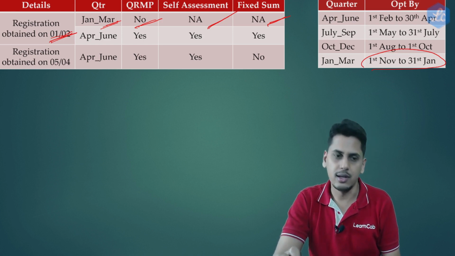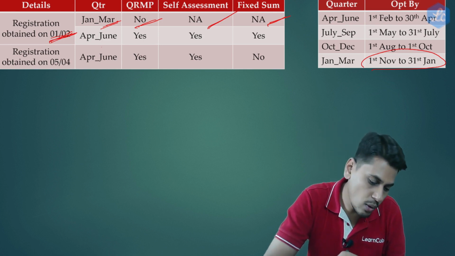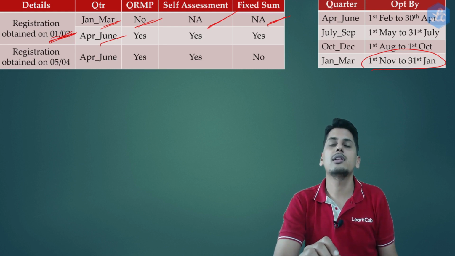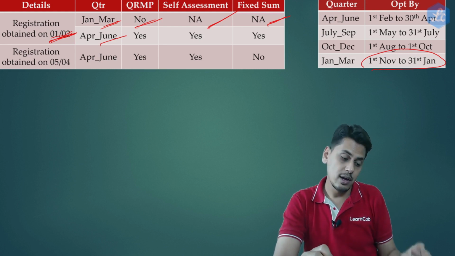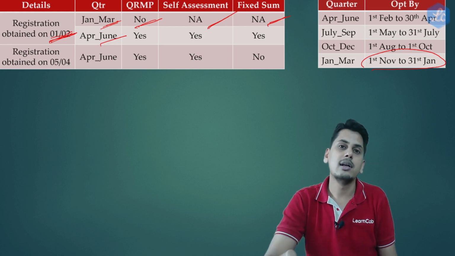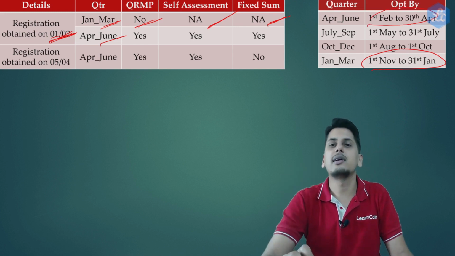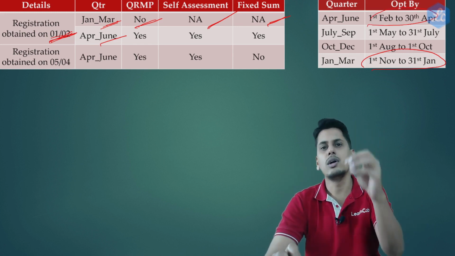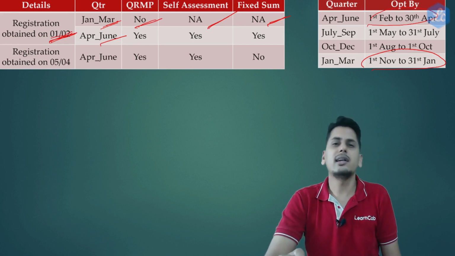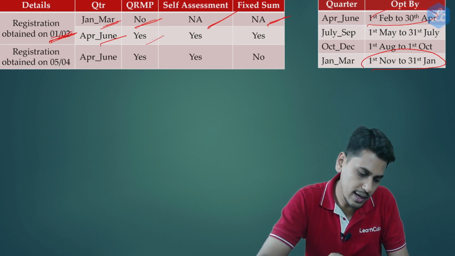Second part of the question. Registration is obtained on 1st of February. For the quarter April to June, can he operate under the QRMP scheme? Now friends, for the quarter April to June, what is the window which is available? The window which is available is 1st of February till 30th of April. Assuming within this window, by 30th of April he is opting to pay taxes under QRMP. So QRMP is possible?